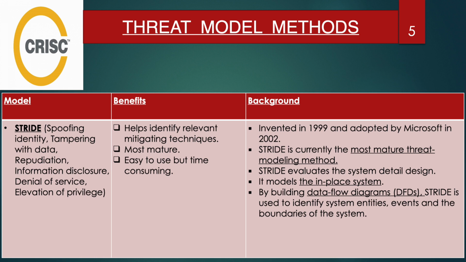Similarly, R stands for repudiation. What is repudiation? The ability of an adversary to deny performing some malicious activity in the absence of sufficient proof. I stands for information disclosure, the exposure of protected data to a user that is not otherwise allowed access to that data. Similarly, D stands for denial of service.